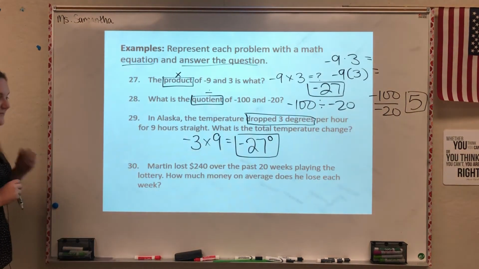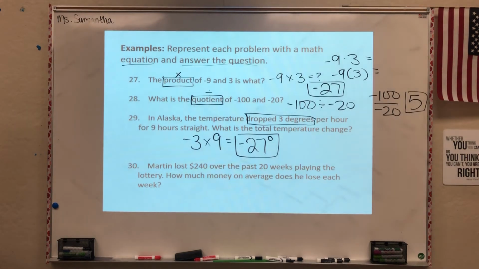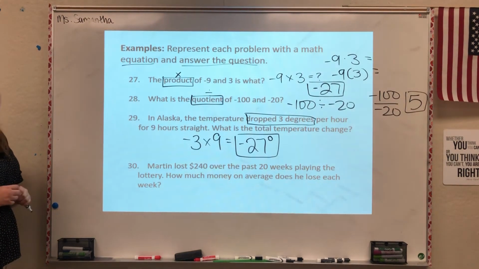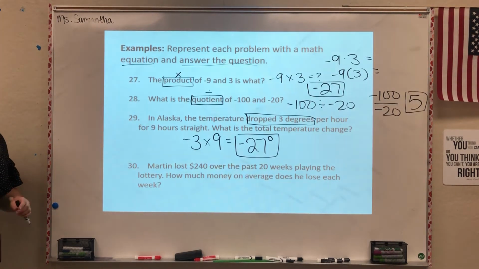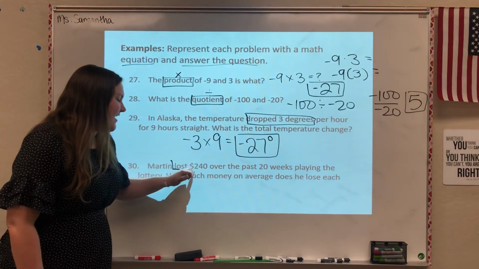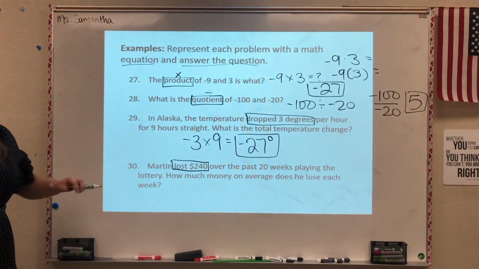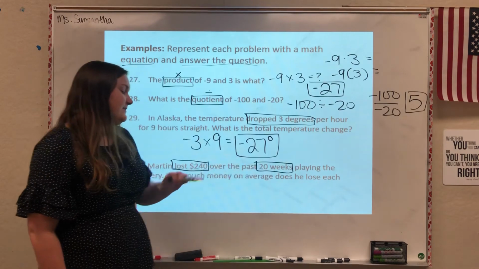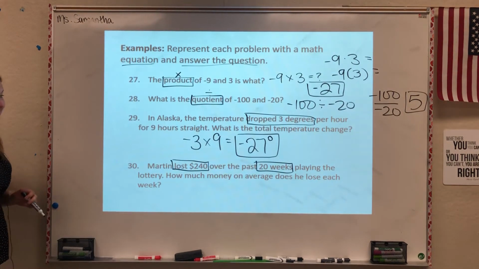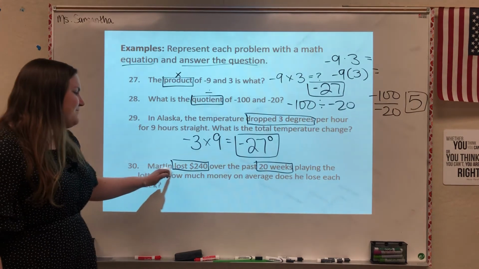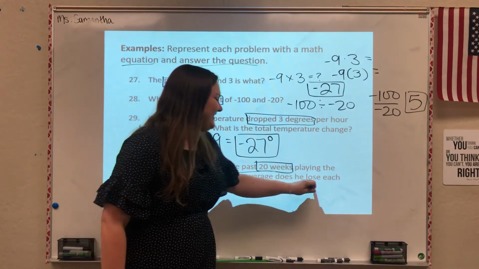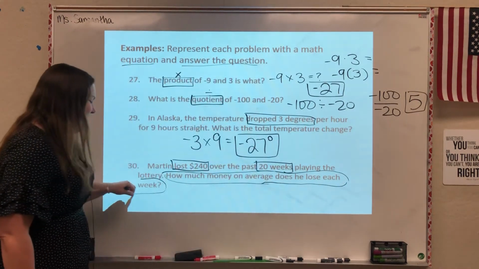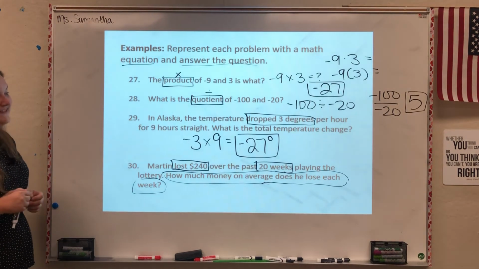We've got one last one, number 30, which says Martin lost $240 over the past 20 weeks playing the lottery. How much money on average does he lose each week? Again, we've got Martin has lost $240 over 20 weeks. The question, remember, it helps to focus in on the question. The question is, how much money on average does he lose each week? Go ahead and try to represent this with an equation.